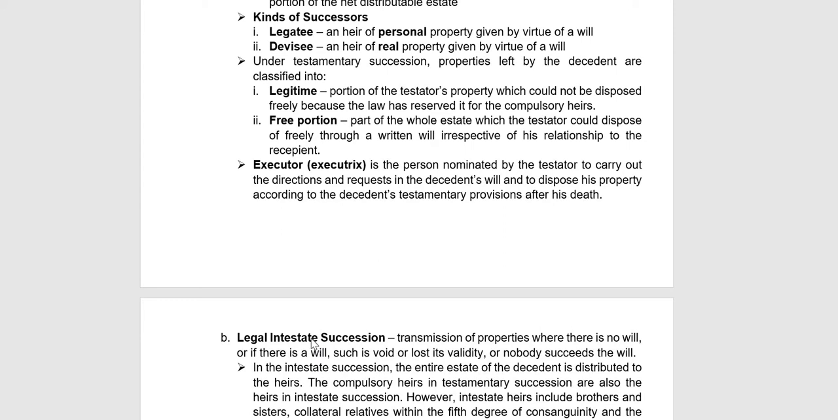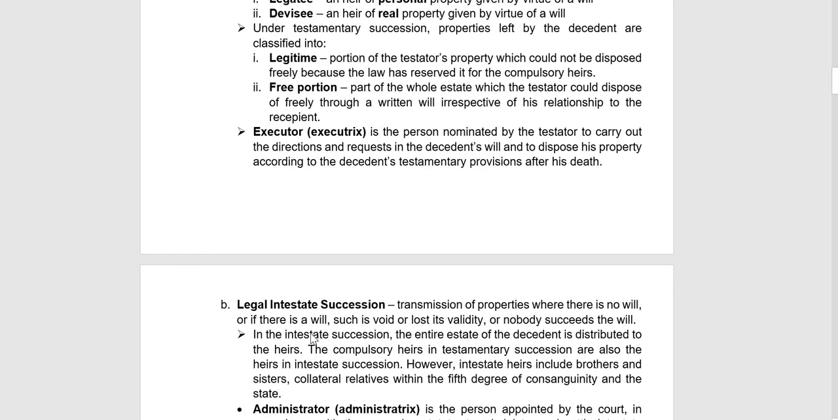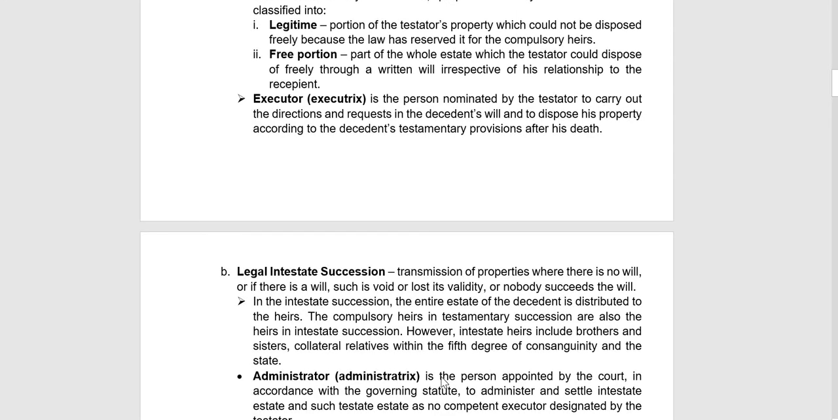So, next, we have legal or intestate succession. Because testamentary succession, right, arises only if the decedent left a will. So, if the decedent did not leave a will, or if there is no will, we call that legal or intestate succession. No? So, it is the transmission of property when there is no will, or if there is a will, such is void or has lost its validity, or nobody succeeds under the will. No? So, in intestate succession, the entire estate of the decedent is distributed to the heirs. So, there is no free portion. So, that is the difference from testamentary succession, because that has a free portion.